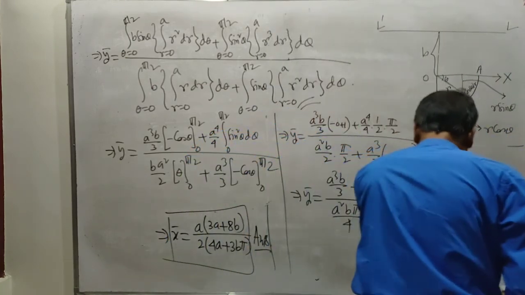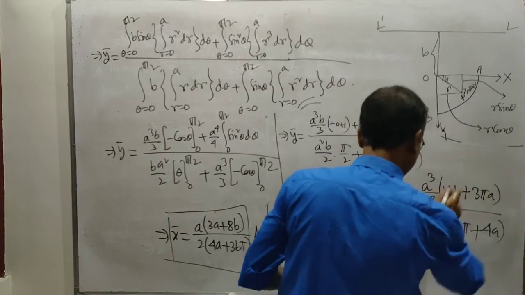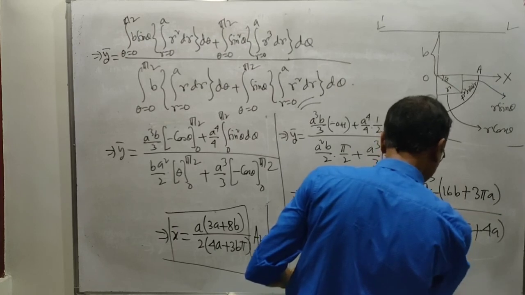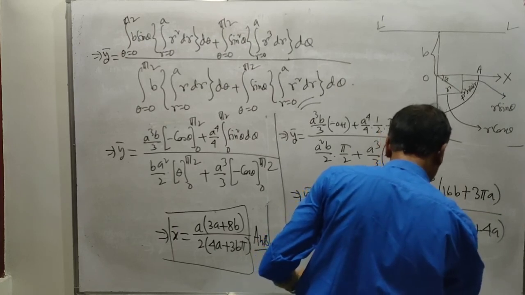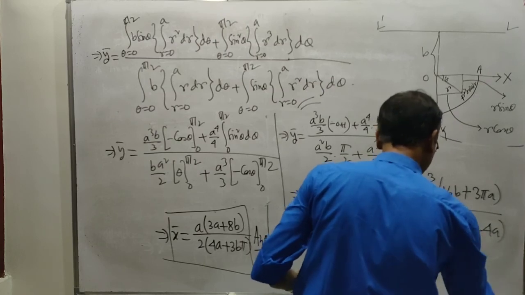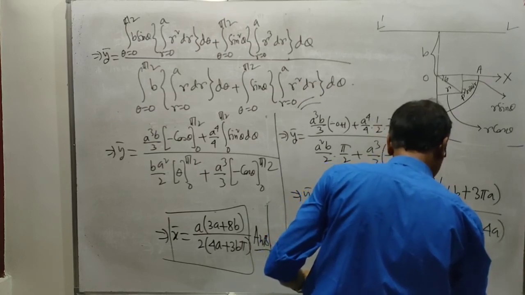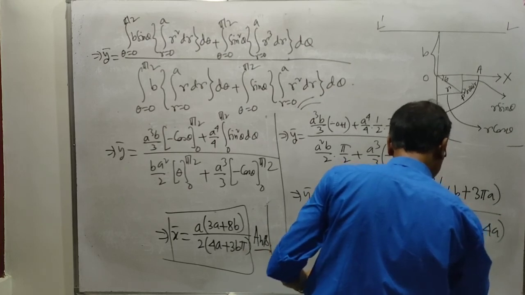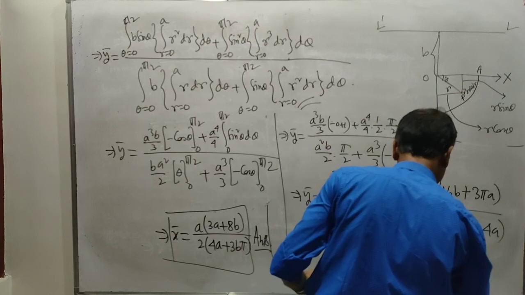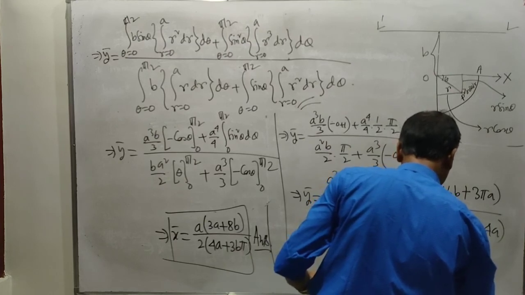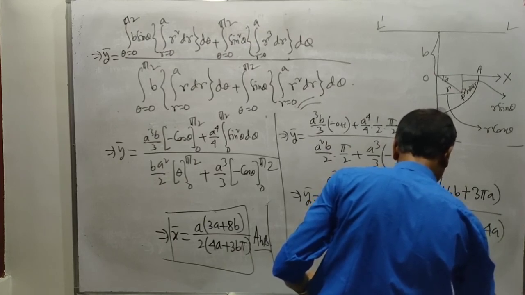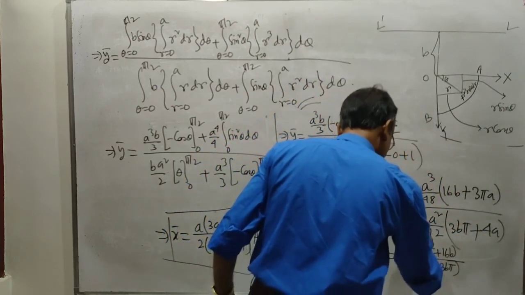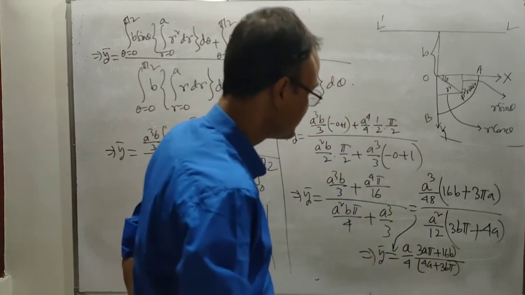This means y bar equal to a divided by 4 into, it will be thrice a pi plus 16b, divided by 4a plus thrice b pi. Y bar is equal to this. Right?